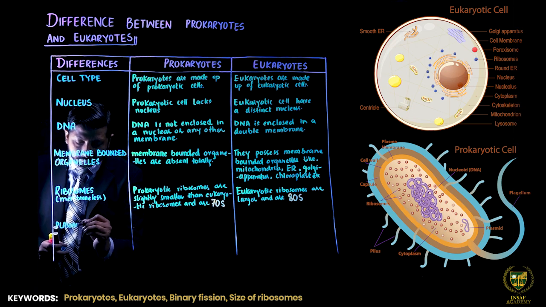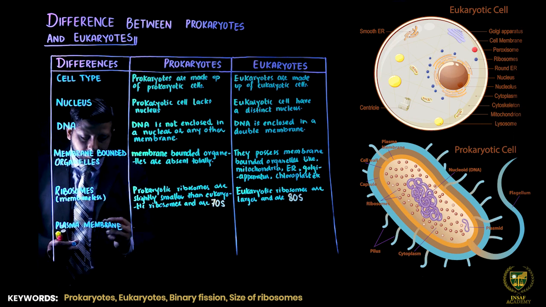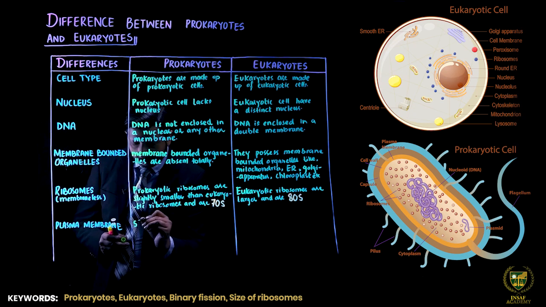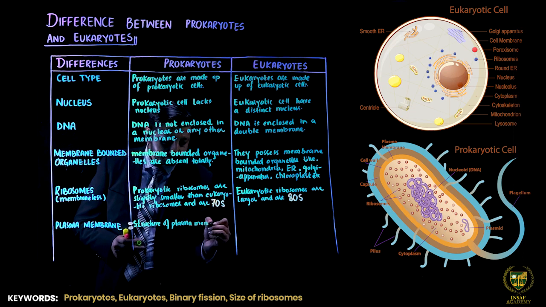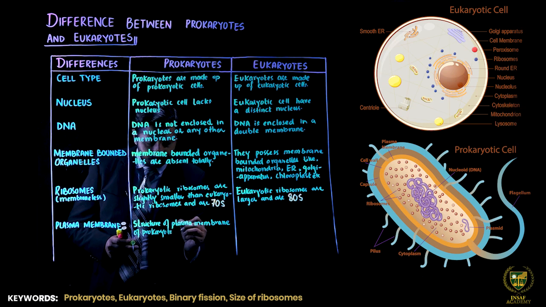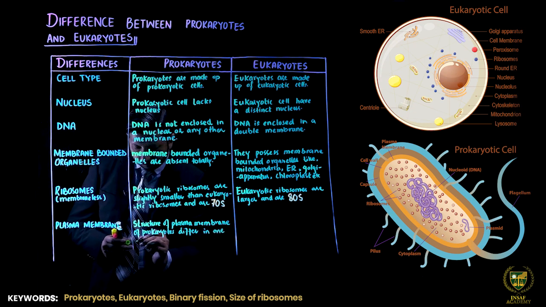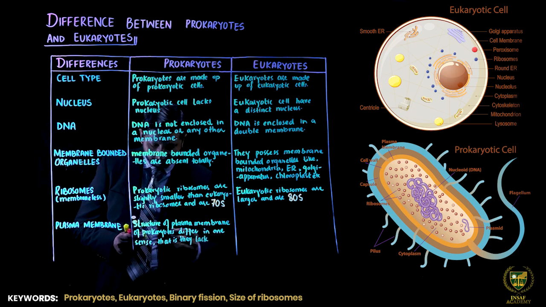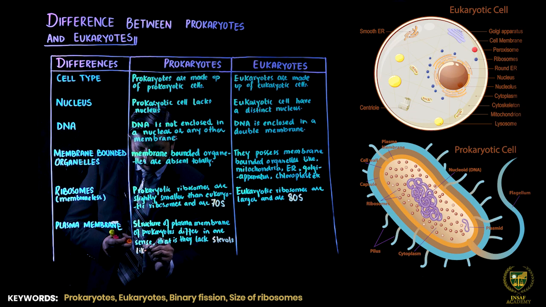plasma membrane. So as far as the plasma membrane is concerned, the structure of the plasma membrane of prokaryotes differs in one sense, that is, they lack sterols. They lack sterols like cholesterol.